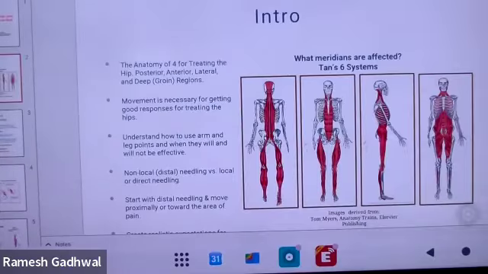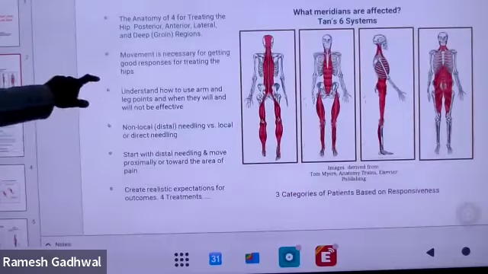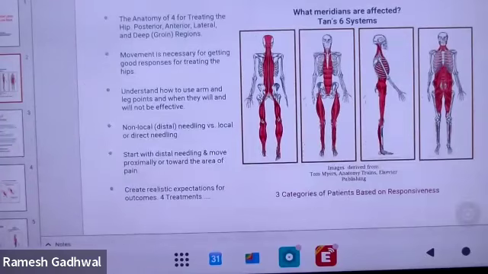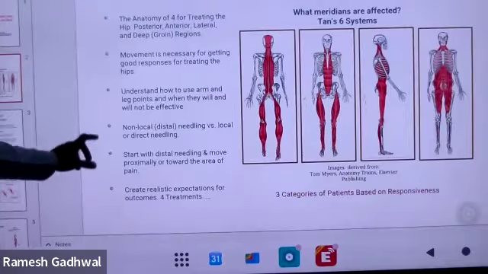Then we have to review the movement necessary for getting a good response when treating the hips. Then understand how to use arm and leg points and when they will and will not be effective. Non-local needling versus local or direct needling. Then start with distal needling and move proximally towards the area of the pain. Then create realistic expectations for treatment outcomes.